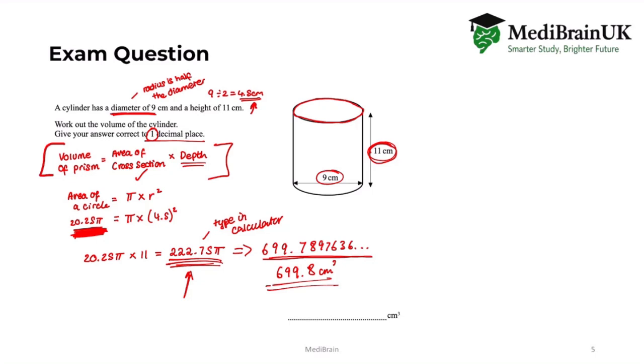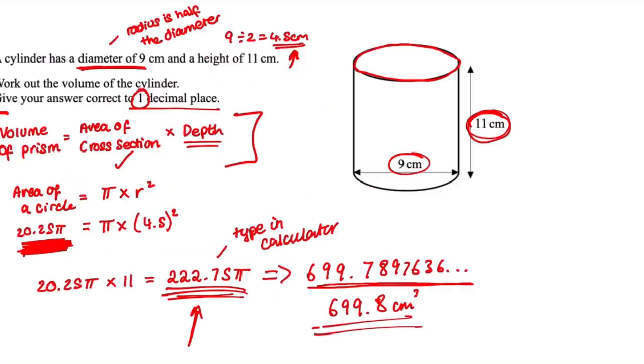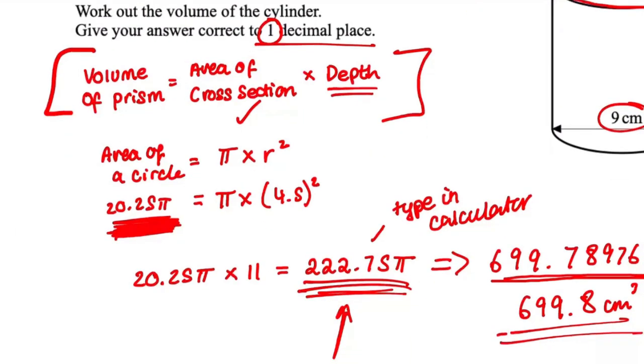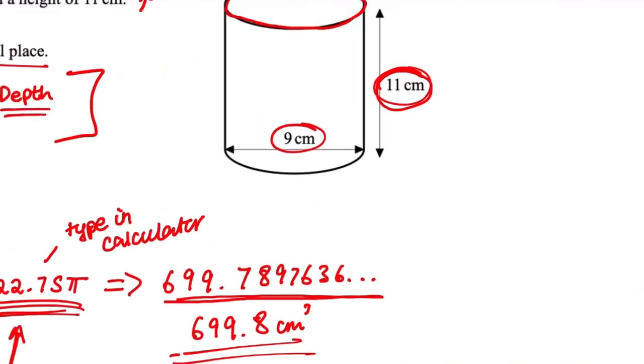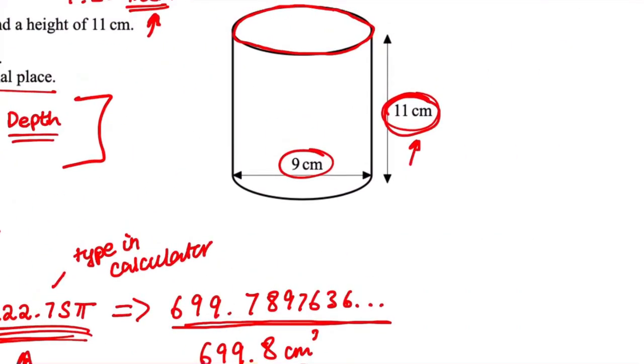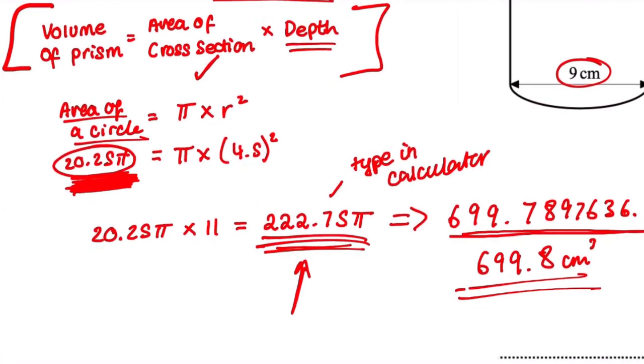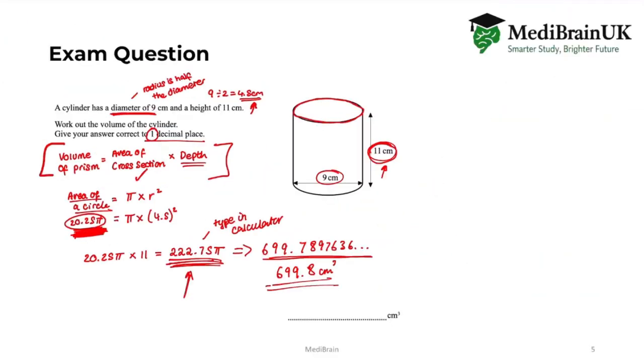How did I get 222.75 pi? I worked out the area of the cross section over here, which is just a circle, and that gave me 20.25 pi. Then all I did was multiply that by the height, which was 11 centimeters, given over here. 20.25 pi times 11 gives me 222.75 pi. Then I converted that into normal numbers by typing it into the calculator, and that gave me 699.8 to one decimal place.